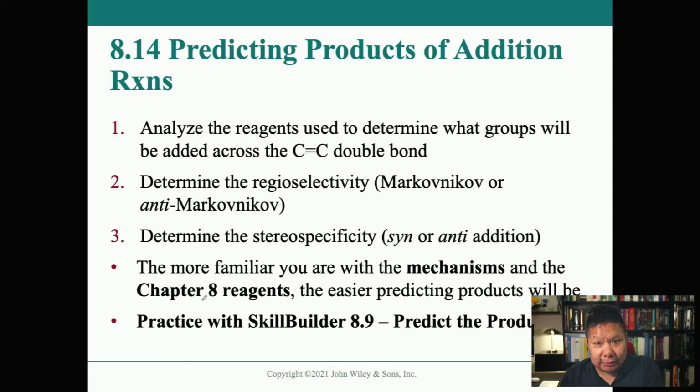And remember, just like we talked about in the last slide, if you're going through an intermediate where you have a bridging atom, like an oxygen, a bromine, or even a mercury, you're always going to get an anti-addition, right? So the more you familiarize yourself with these mechanisms and the reagents in this chapter, chapter 8, and even the previous chapter, chapter 7, the easier it will be for you to predict those products, right? So practice with Skill Builder 8.9 on Wiley Plus. Predict the products, okay?